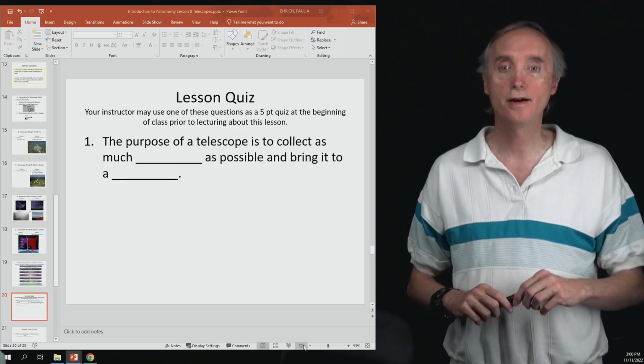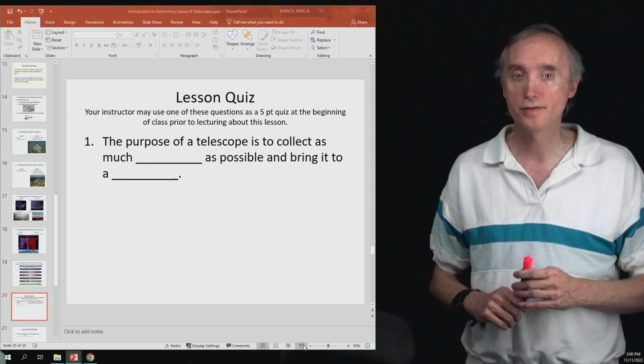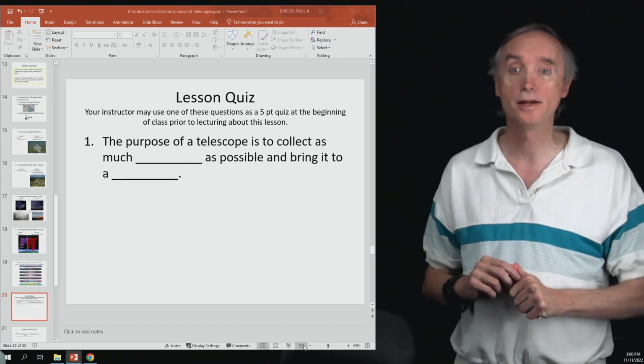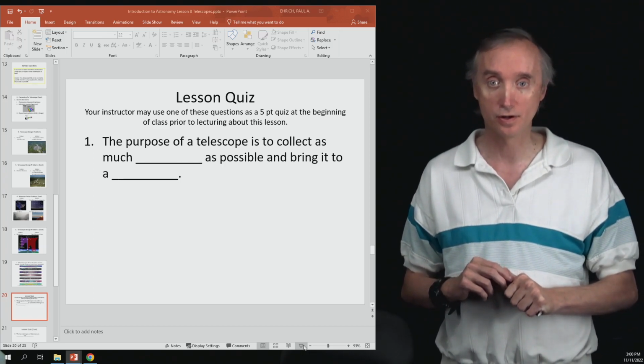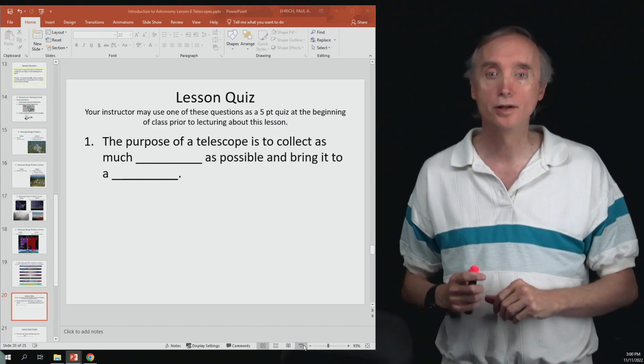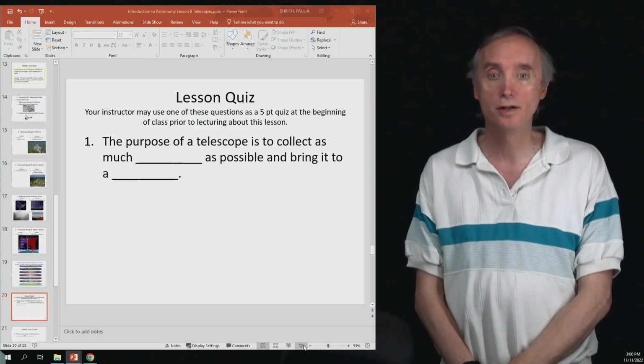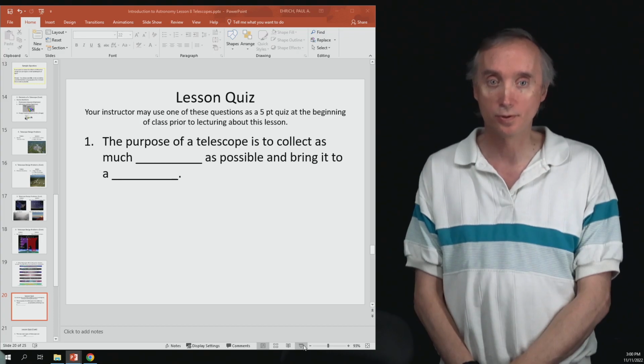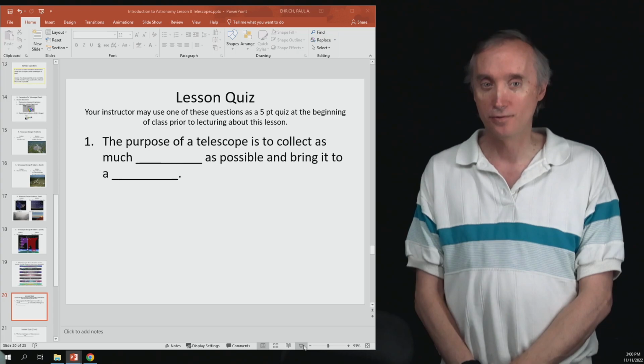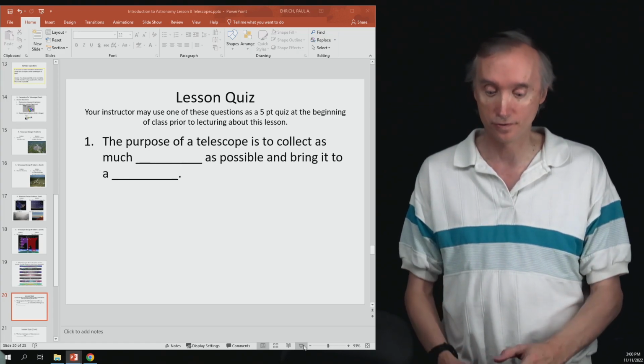I'm back, and now we want to do our lesson quiz to wrap up lesson number 8 on telescopes. So question number 1, the purpose of a telescope is to collect as much what as possible and bring it to a what? So we want to collect as much light as possible and then bring it to a focus where we're going to put our detectors.